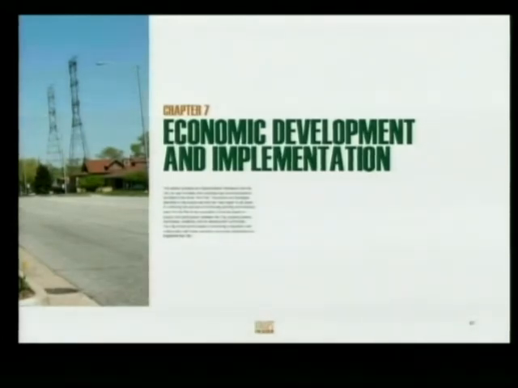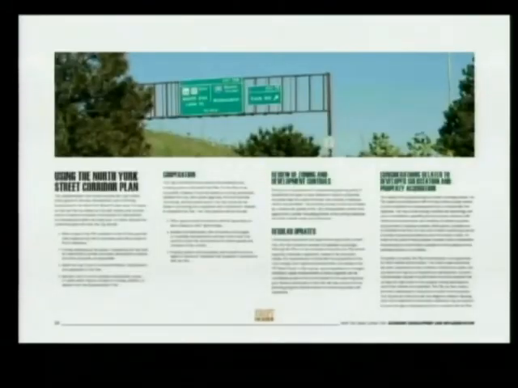The last chapter is economic development implementation. This section just starts to bring together all the different recommendations and helps the city kind of align their efforts. It talks about cooperation with surrounding municipalities, public agencies, government agencies, service providers, businesses, property owners, all these different components coming together.